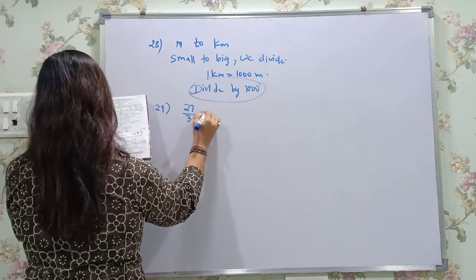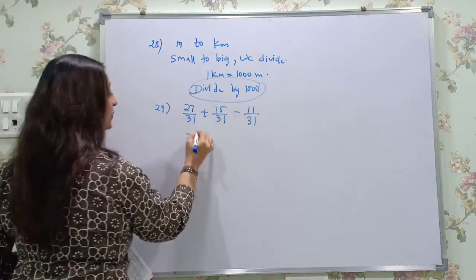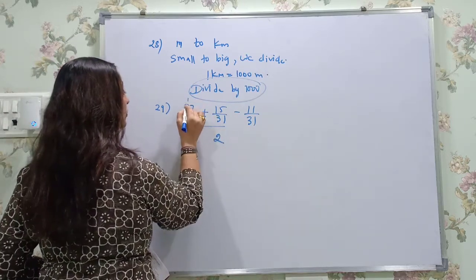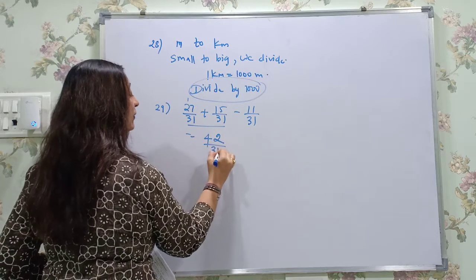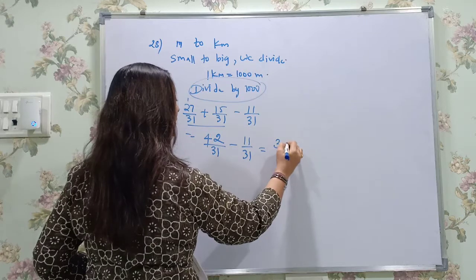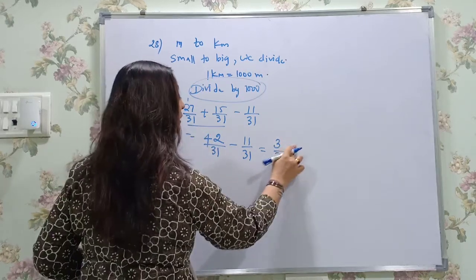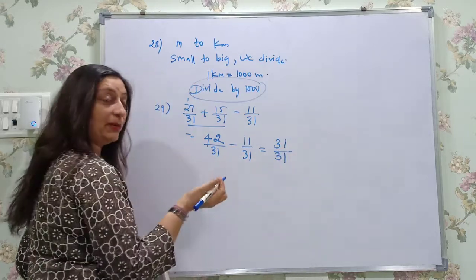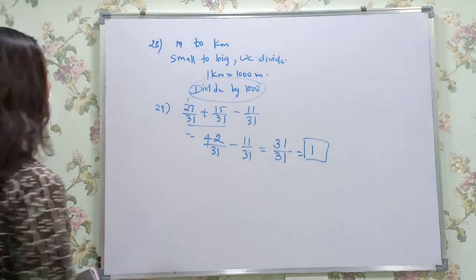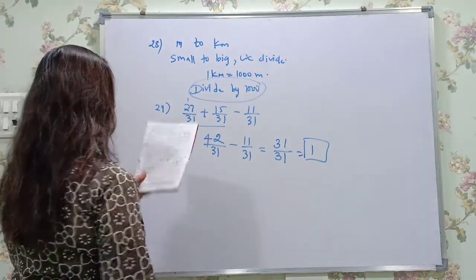Okay. Next one, 29. 27 upon 31 plus 15 upon 31 minus 11 upon 31. So first we add this, very easy, right? 27 plus 15 is 42 upon 31 minus 11 upon 31. Now 42 minus 11 is 31 upon 31. Now what is 31 upon 31, kids? 1. So 1 is my answer. Correct?